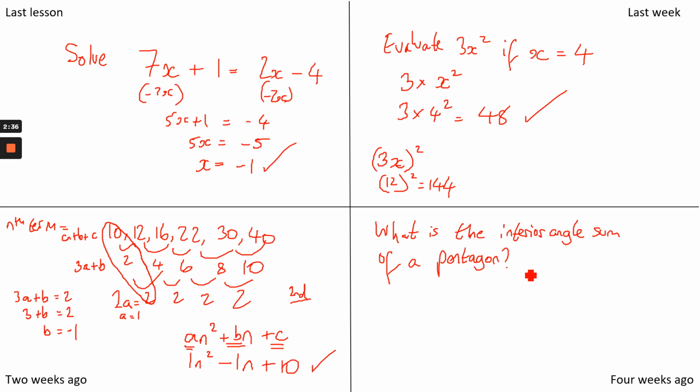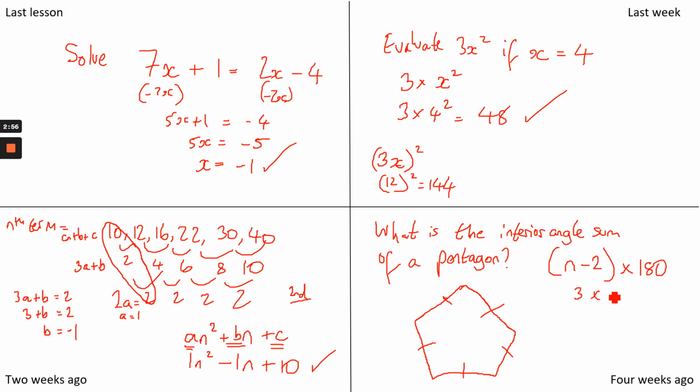What is the interior angle sum of a pentagon? Well, a pentagon has 5 sides. So if we've got a regular pentagon, something that looks like this, the way that you can work this out is if you remember the formula, it's the number of sides, take away 2, multiplied by 180. So if you've got a 5-sided shape, 3 times 180 is going to give you 540 degrees.